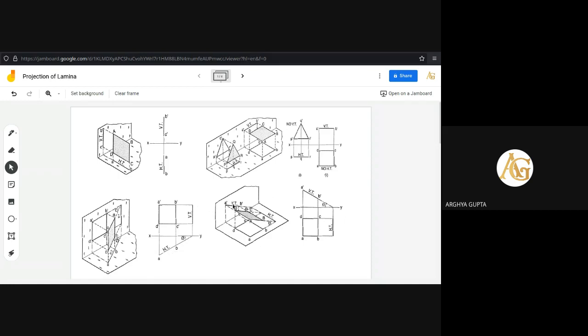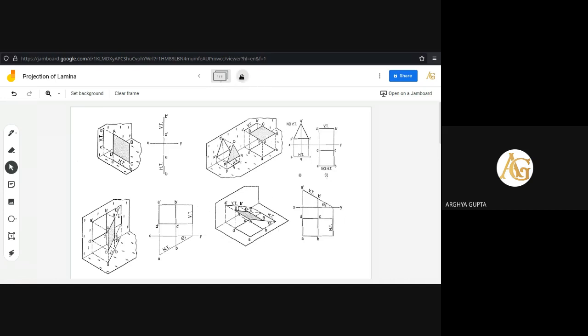Okay. Now, for that case, the plane is perpendicular to the vertical plane and it is inclined to the horizontal plane, isn't it? So again, I am saying that in the top view or in the horizontal plane here, the true shape will not be obtained, isn't it? True shape will not be obtained. And here at the vertical plane, it will be viewed as a line. So it is the vertical trace. So this is the basic concept of the laminar projection.